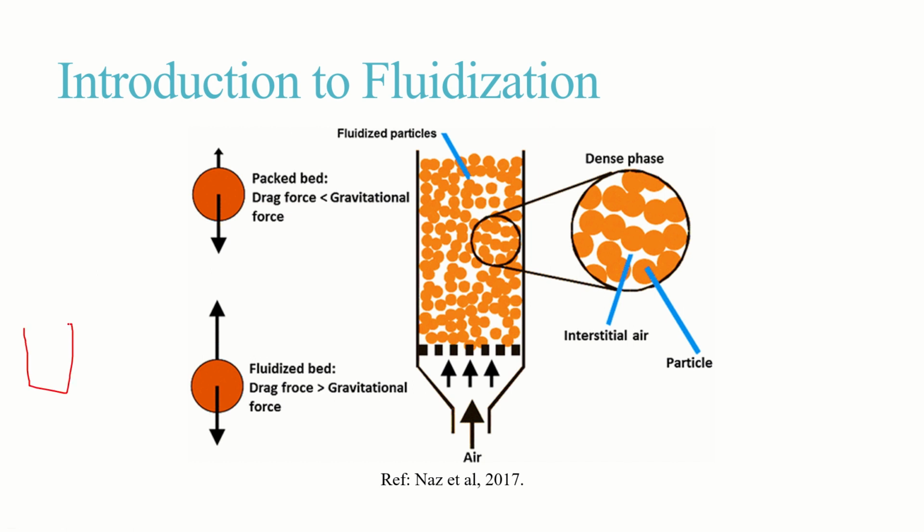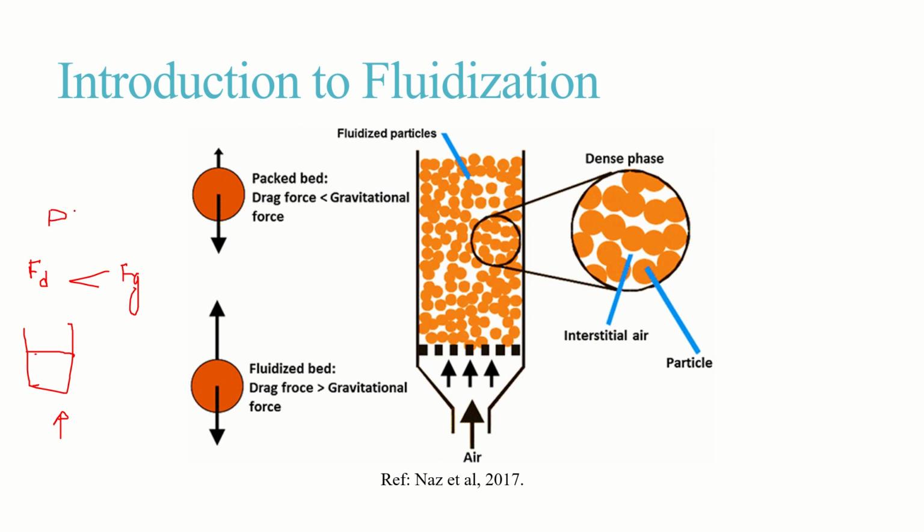For example, consider this bed. Here we consider it as a packed bed. Here the particles are packed till this level from here. So when we pass the fluid at a very low velocity, the particles would be experiencing some drag force because of the fluid that is flowing from here. But that drag force would be very low compared to the gravitational force. So since the gravitational force on the particles is very high, the particles would not be moving, they would remain in the packed condition itself. So this is known as a packed bed.